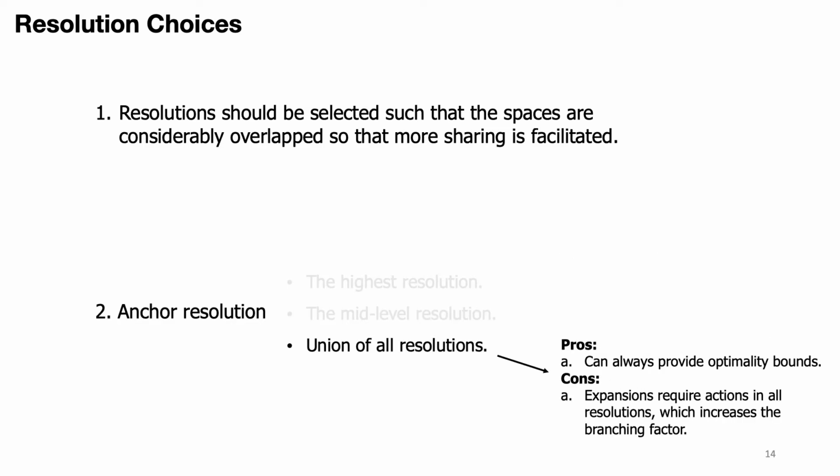To always provide suboptimality bounds for the search, we can choose the union of all resolutions as anchor resolution. It will always provide bounds because union space is the last space to be exhausted among all spaces. On the other hand, the search in union space will require actions in all resolutions, which increases the branching factor as well as the computation load.